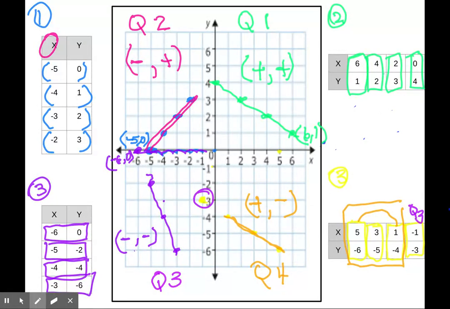So this is, like I said, just an overview of the different quadrants. Tomorrow we're going to be working more with coordinate planes and actually reviewing tables and seeing how they work, but you need to understand the basics of working with these tables.